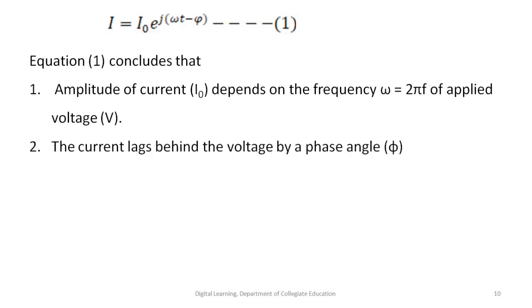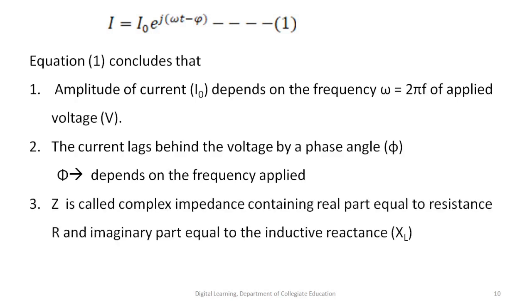The second thing we can conclude from equation 1 is that the current lags behind the voltage by a phase angle of phi. Here voltage is leading and current is lagging. So between current and voltage there is a phase difference of phi, and that phi depends on the frequency applied. The third is the complex impedance, containing a real part which is equal to resistance and an imaginary part which is equal to inductive reactance. These are the three conclusions we can draw from equation 1.